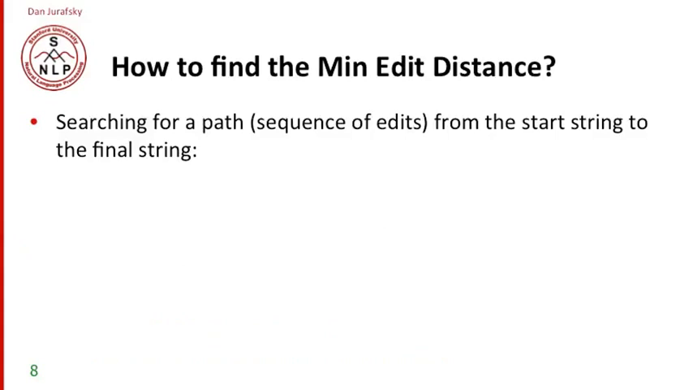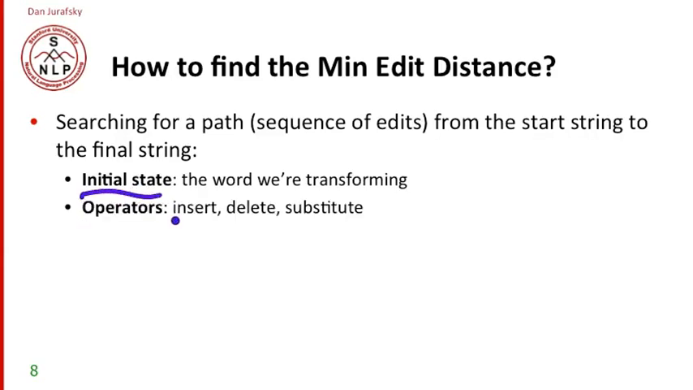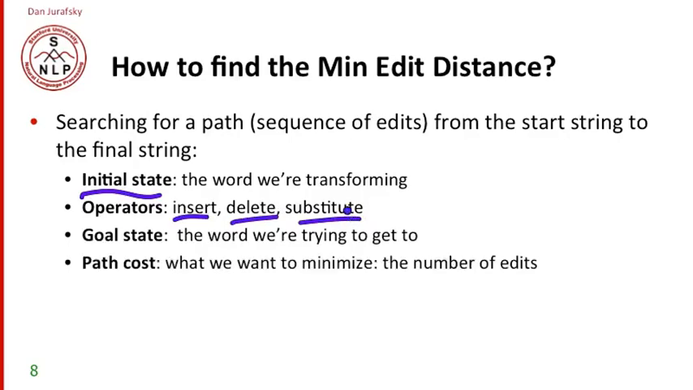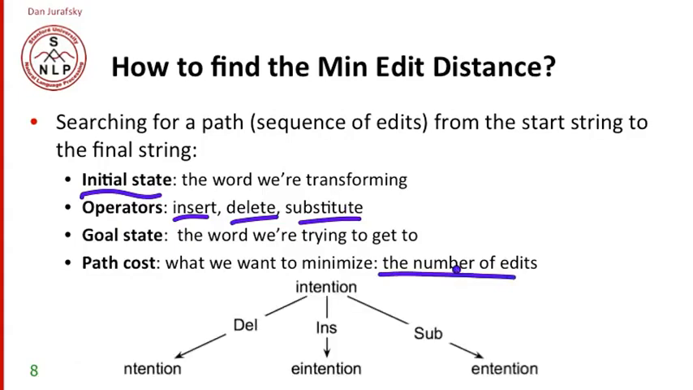All right, so how are we going to find this minimum edit distance? Our intuition for the algorithm is to search for a path, and by path we mean a sequence of edits from the start string to the final string. So we'll start with an initial state, which will be the word we're transforming. We'll have a set of operators: insertion, deletion, substitution. And we'll have a goal state, the word we're trying to get to. And finally, we'll have a cost for the path of getting there, and that's the thing we're trying to minimize. So that's the number of edits. That's our path cost.